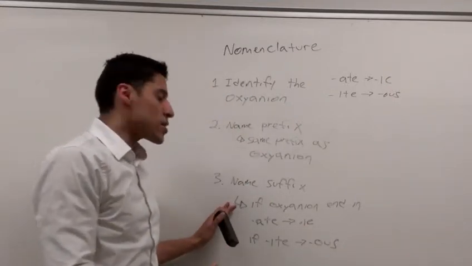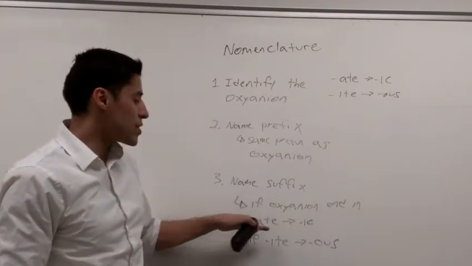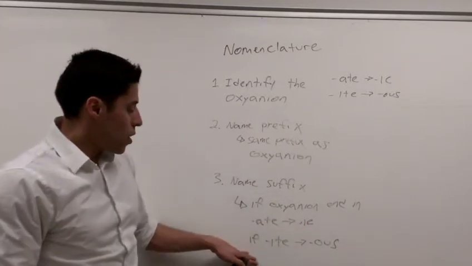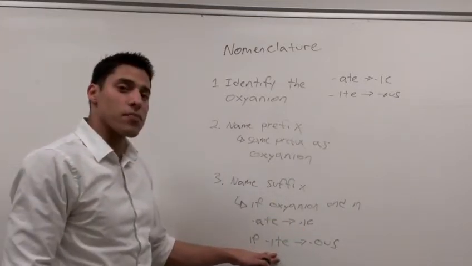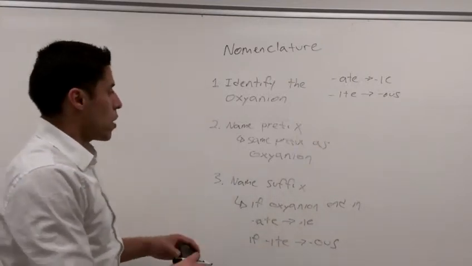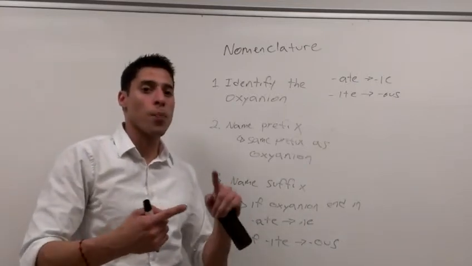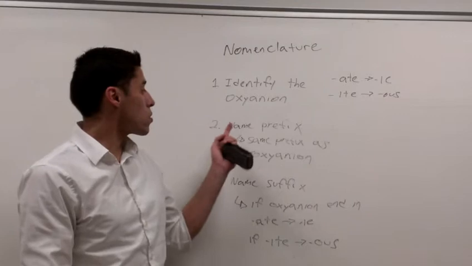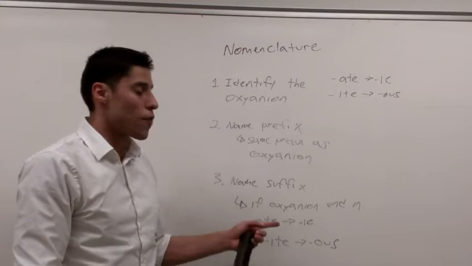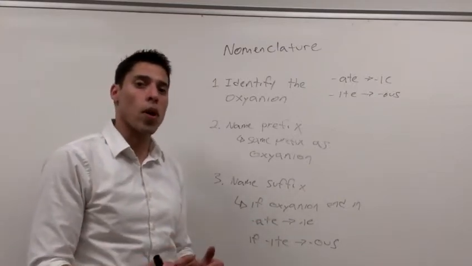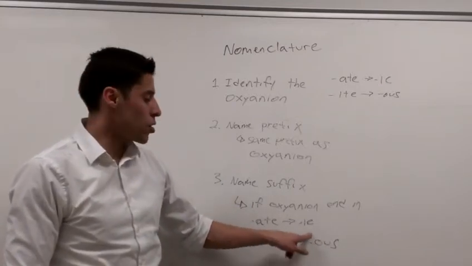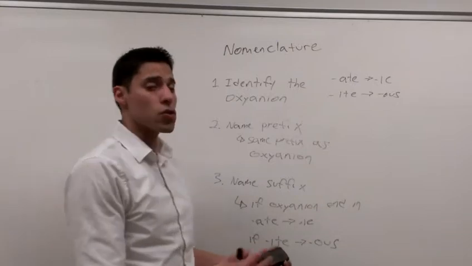So when you're naming the ending of the acid, basically if the oxyanion ends in ate, the acid is going to end in ic. If the oxyanion ends in ite, the acid is going to end in os. And this is the same thing whether you have perchlorate or chlorate, they both end in ate, or if you have chlorite or hypochlorite, they both end in ite. Whichever way it ends, that determines the ending of the acid. So let's do a couple more examples.